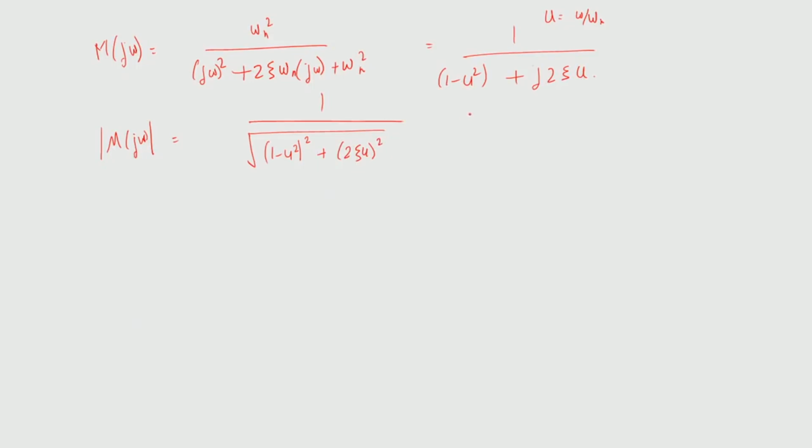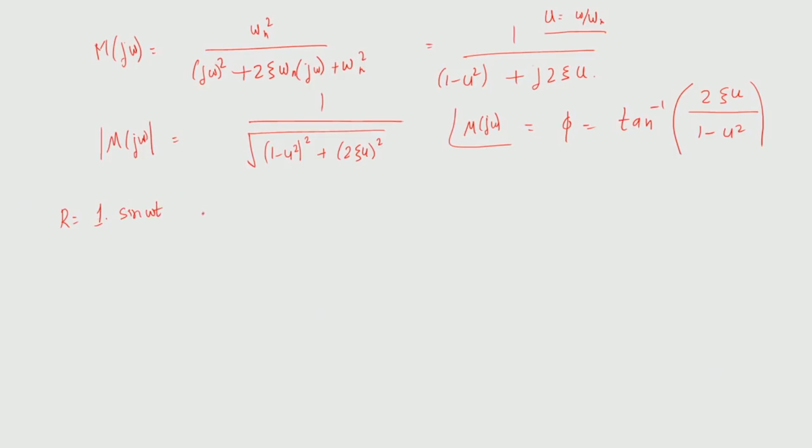Similarly, the angle of M of j omega, which I call phi, is the inverse tan of twice zeta u over 1 minus u square. Again, u is the normalized frequency, which is omega over omega n, and omega n is the natural frequency of the system. So, let me take my reference. Earlier we had a unit step, so let us keep the unity thing here again, 1 times sin omega t, and see how this looks.